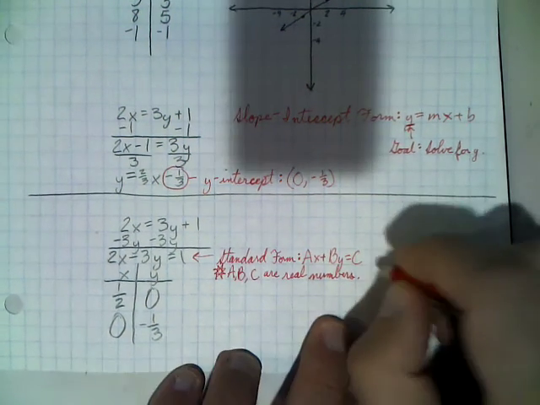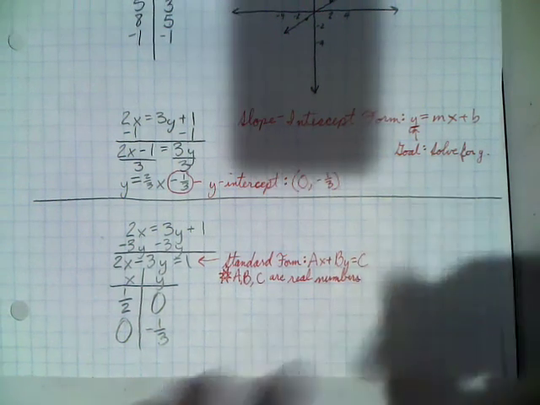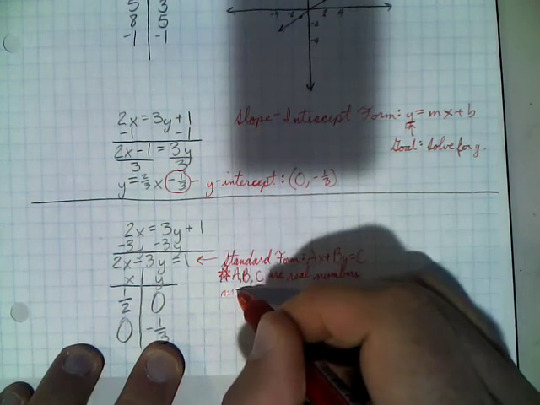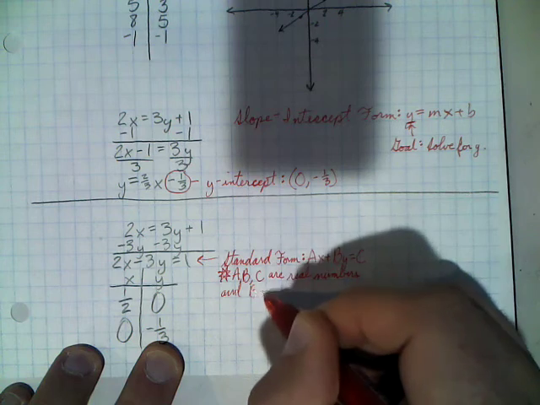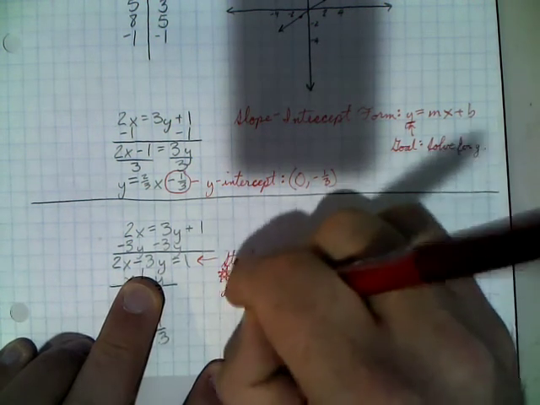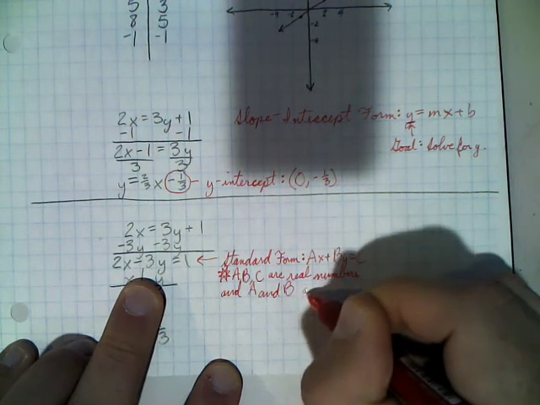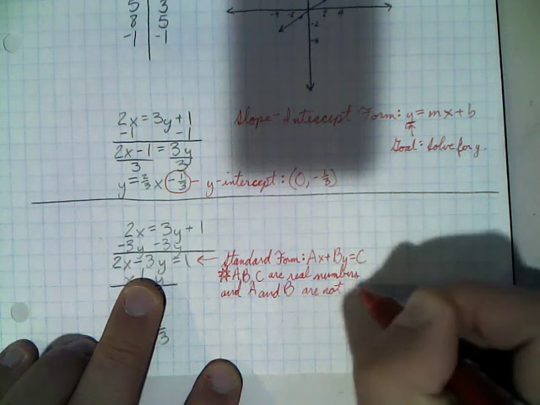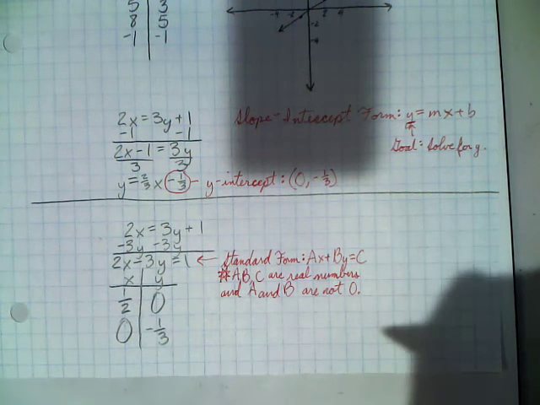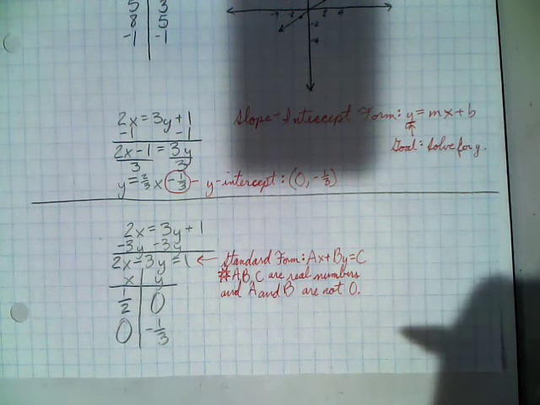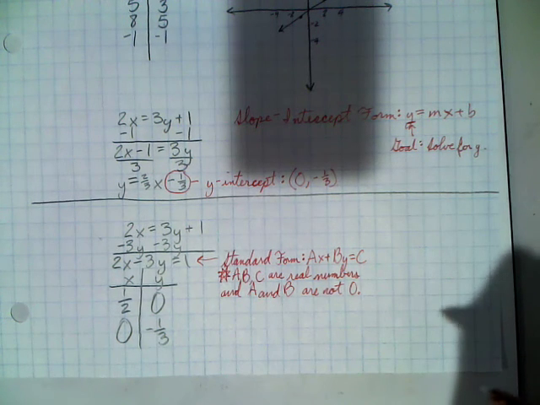And actually, I shouldn't have put a period there. Let's erase that period. Oops, goodness, I'm so sorry here, guys. And A and B are not zero. So A, B, and C are real numbers, and A and B are not zero.